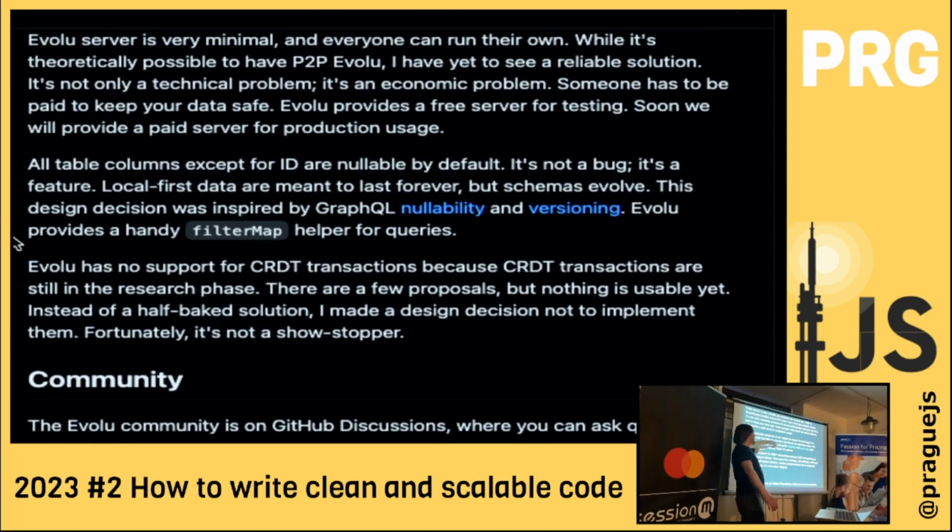Local first data are meant to last forever, but schema evolves. So I designed the versionless schema like GraphQL nullability and versioning, the same principle GraphQL is using, I'm using for Evolu as well. I think it's probably the best. And I'm giving helper queries so you can wrap and abstract those legacy data under a better types abstraction if you wish.